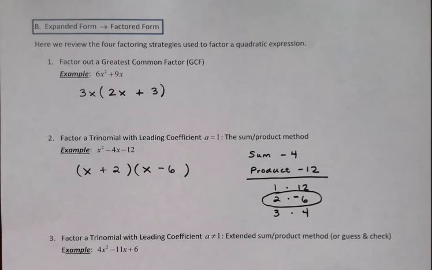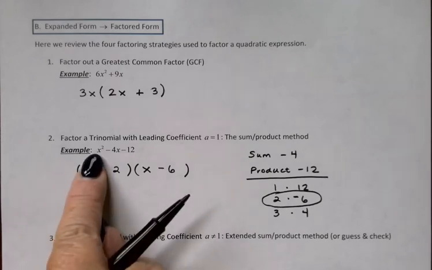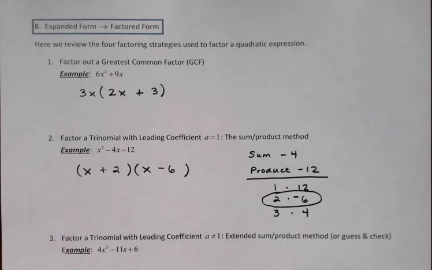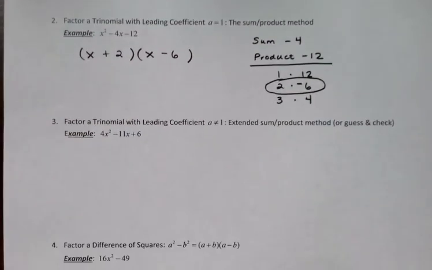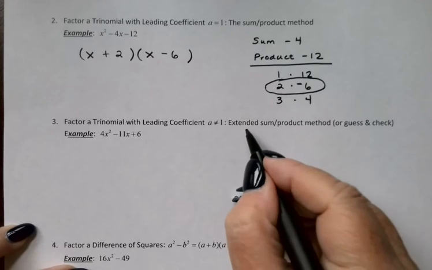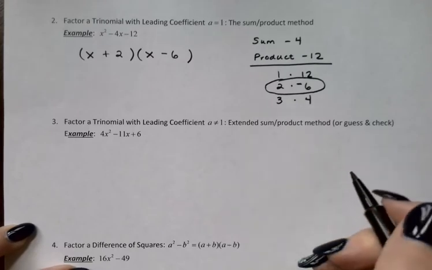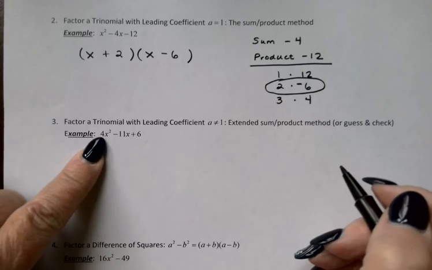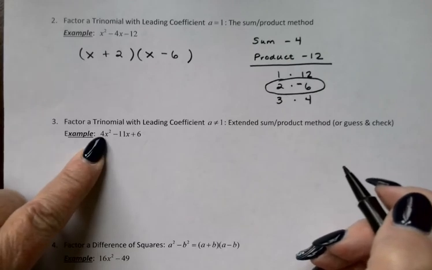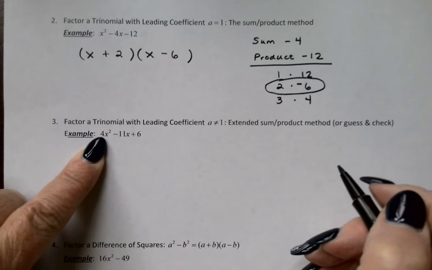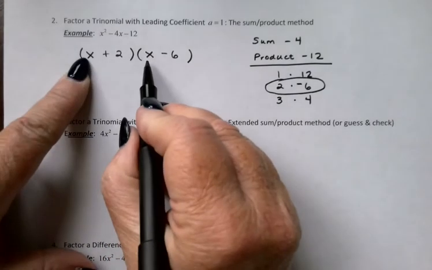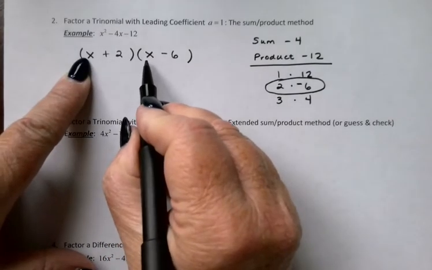All right, what happens though if the leading coefficient is not equal to 1? There's multiple ways to do this. Some people use sort of a guess and check strategy, and if you've done that in the past and it works for you, that's fine. But I'm going to use more of an extended sum and product method. Here's how it works. Because I have a 4x squared, not just a 1x squared here, I can't immediately break this down and say I know what to start with, like I did with the x's there.